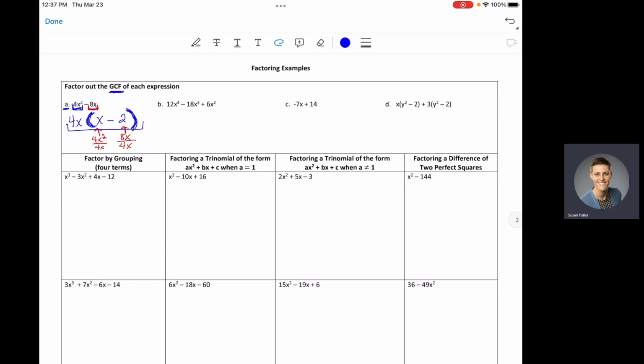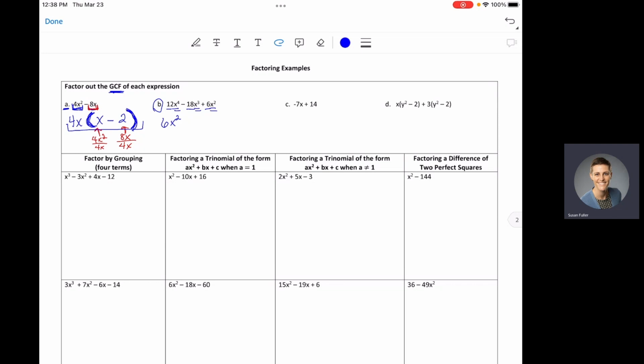All right, let's try part B here. So we are going to look at the numbers first. 12, 18, and 6. What's the largest number that divides all three? Well, that answer is 6. And now we're going to look at our variables. x to the 4th, x to the 3rd, x squared. What's the largest power of your variable that divides everything? Well, that's x squared, right? That will divide out of everything. And so that is going to be our GCF, 6x squared.